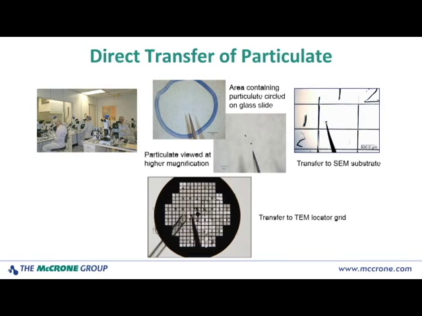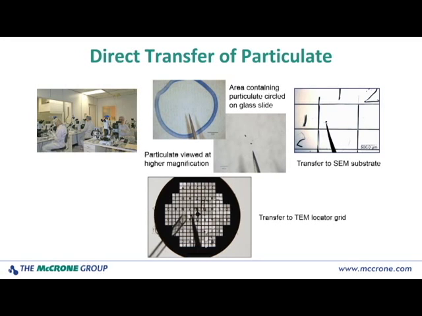So this is what I've described. There's a copper mesh. It's got an amorphous carbon film over it. In this case, it's what's called a locator grid with letters and numbers in the grid. The cleanroom microscopist can put the particulate of interest into a specific grid and then give me a map so I know exactly where to locate it. So this is one easy way of directly transferring particulate from a filter to a grid for TEM.